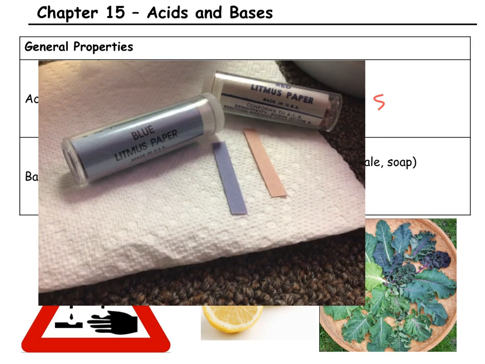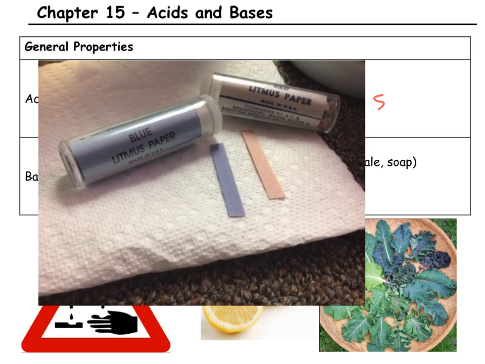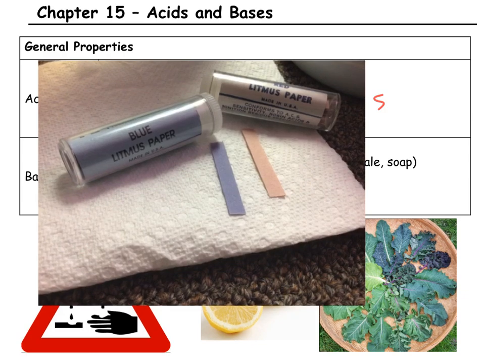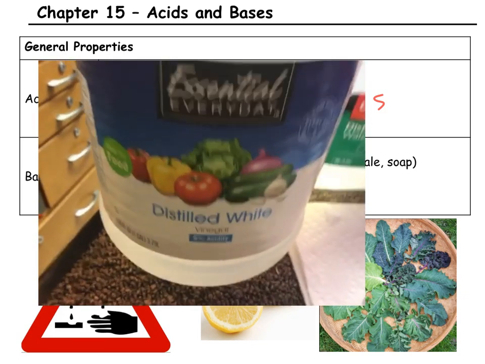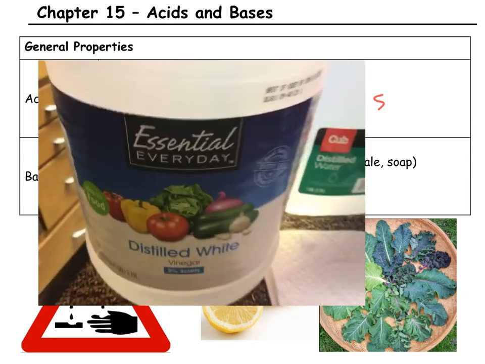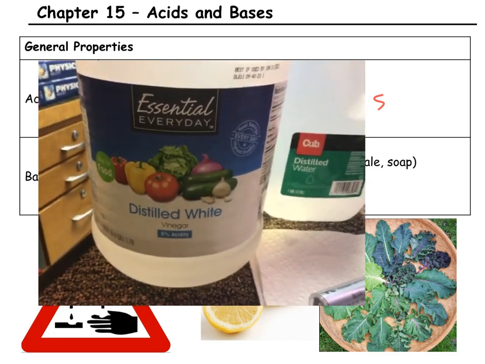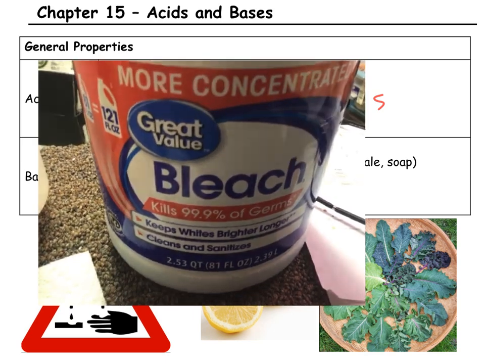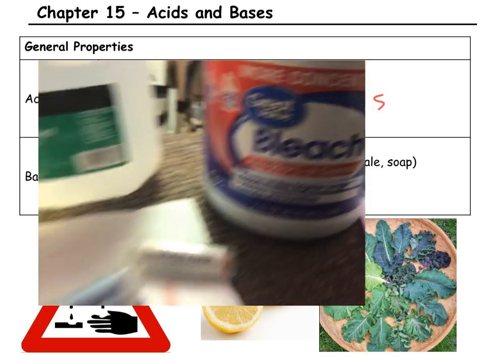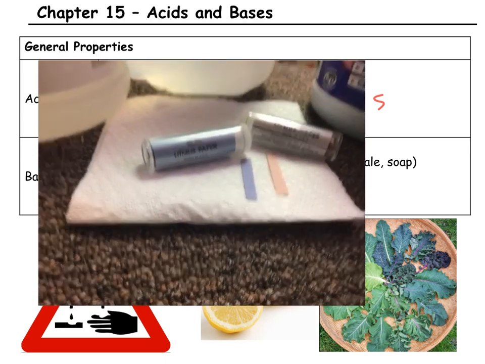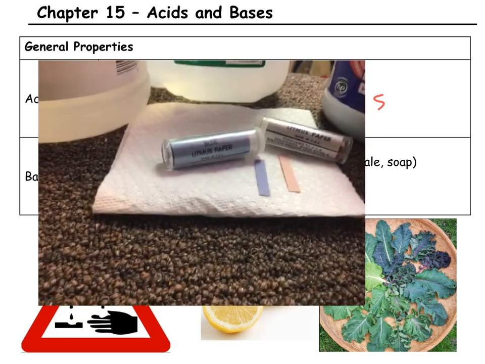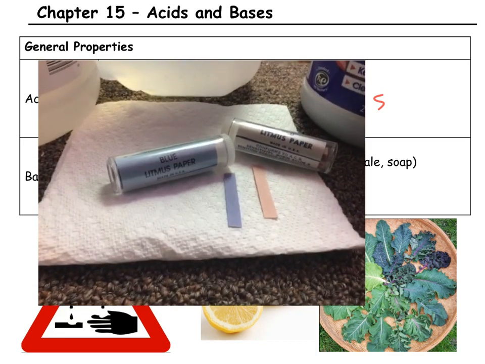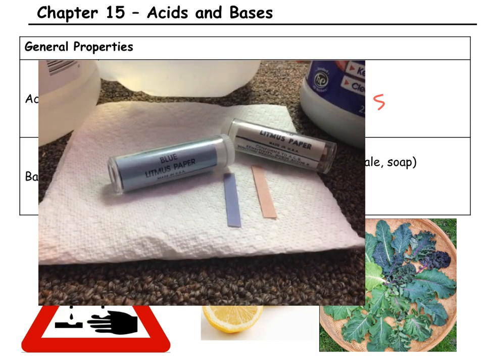All right, now, where around your house could you find some acid? Probably the most common household chemical that is an acid is vinegar. Distilled white vinegar. You probably have some of that in your kitchen. Use it for cooking and stuff like that. And then for base, bleach. Most of you probably have bleach. Those are some very common chemicals around your house that are acids and bases. All right, let's put a little bit on the litmus paper.